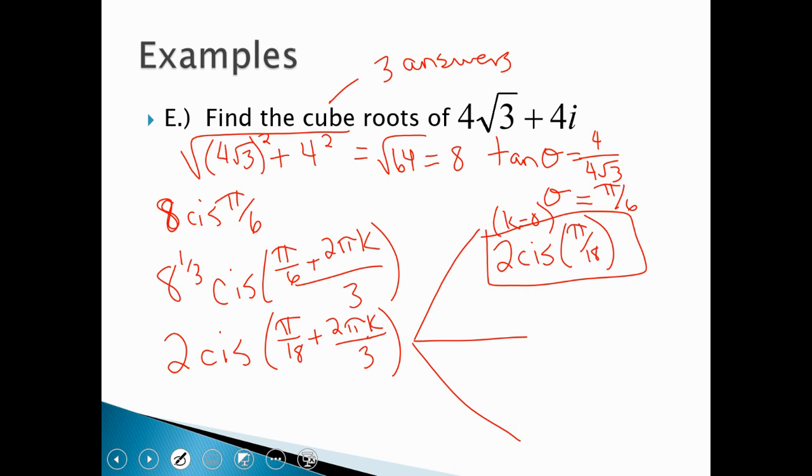Okay, so the next one we need k is equal to 1, which really means we're going to be doing 2 cis pi over 18 plus 2 pi times 1 over 3. So we need to add 2/3 to pi over 18. 2/3 is how many 18ths? 12 18ths. So that would be 13 18ths.